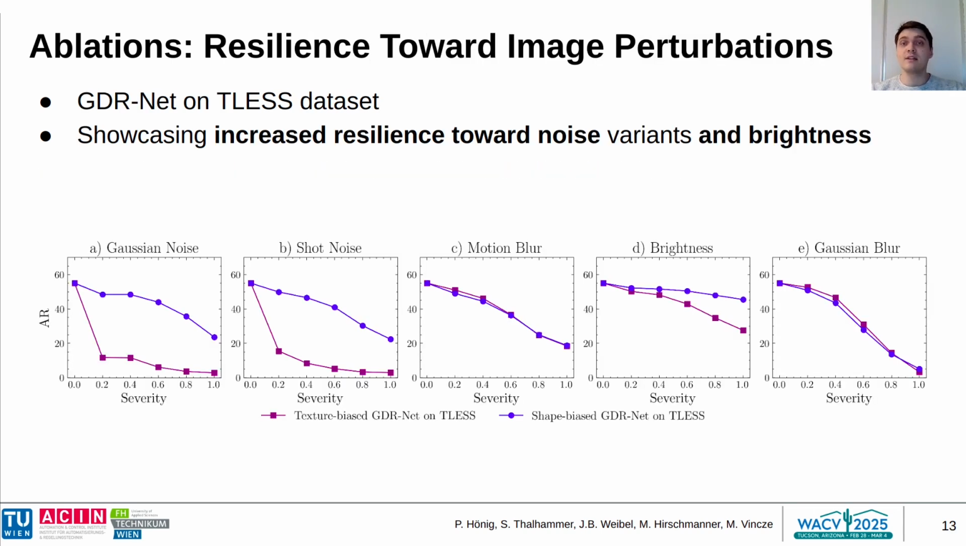Finally, we conducted an ablation to investigate the resilience of shape bias pose estimation methods toward image perturbations. We used GDRNet for these experiments on the TLES dataset. Here we discovered that the shape bias GDRNet is more resilient toward Gaussian noise, shot noise and brightness as compared to the baseline method.